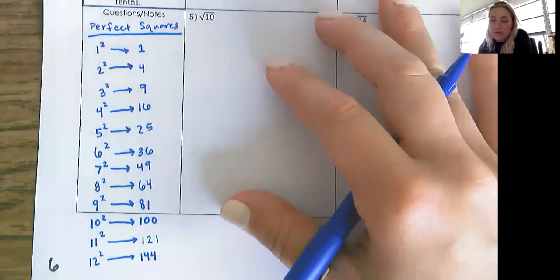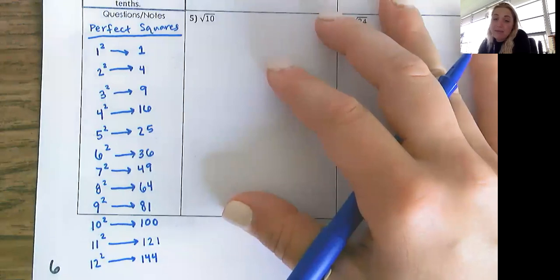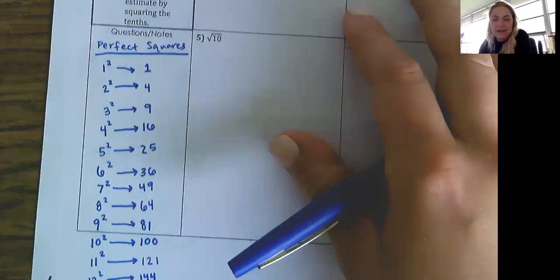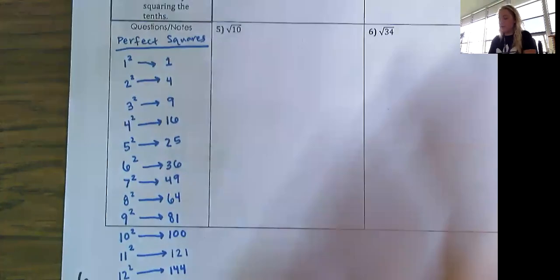Not that that means that our perfect squares stop there, but it does mean that my list stops there because I kind of ran out of space and I'll just have to use my calculator to find the rest of them if I need to. But these are the perfect squares that we're going to see often.